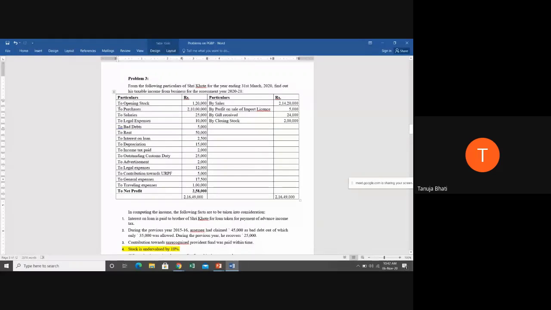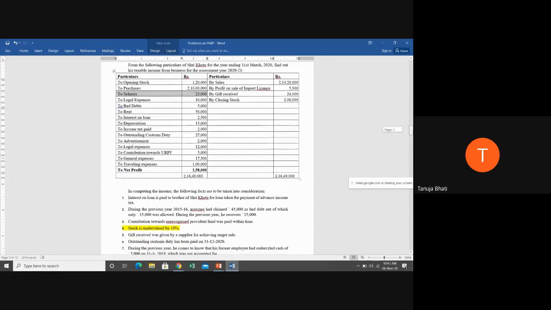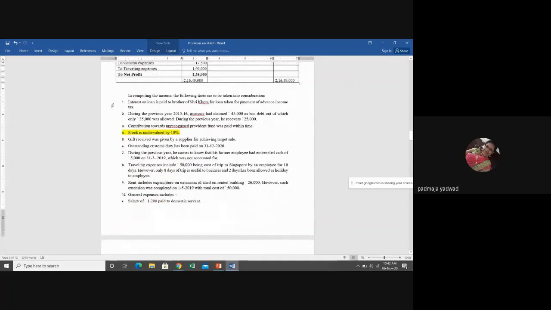So tell me students, is this allowable or disallowable? Purchases that you're making for the business, is it an allowable expenditure or disallowable expenditure? Allowable. So if it is an allowable expenditure, we are not going to give any treatment of it in the main answer. Okay. Next, salaries. Salaries 25,000. Without seeing the additional information, tell me students, salaries, is it an allowable or a disallowable expenditure? Allowable expense. But just to check if any additional information is given, we'll just quickly go through if any additional information is given about salary.